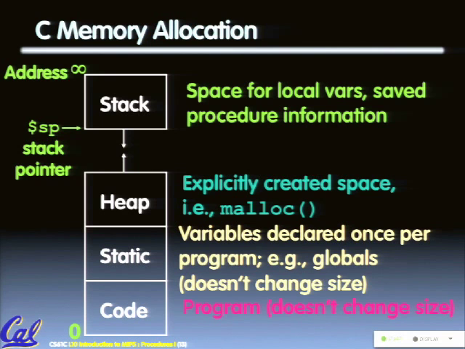Is it too complex to do this? Well, they're both growing, so why not just have them grow toward each other and share the space? Why do you need a stack and heap? Oh. Why couldn't you do it all in, say, the stack or something?